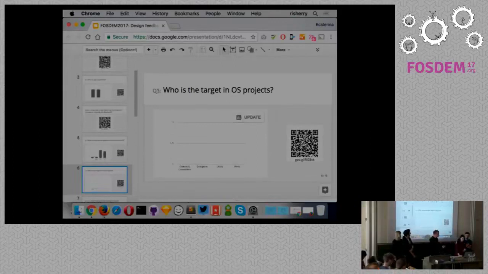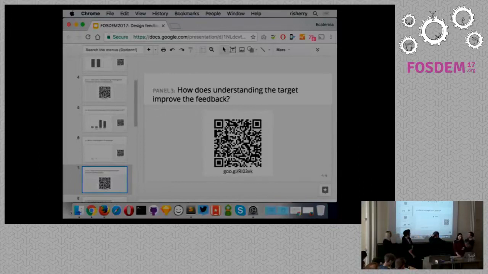Okay. The next question for the audience is, who is the target in an open source project? And the options are the owners, the designers, the users, and the world. And this is an interesting question. The panel should ask how understanding the target improves the feedback the community gives. One example I could give is that when a committer looks at the design, he doesn't think about his users, he's just providing subjective feedback. So who is the target in open source, and how is that important, and how does that influence things?